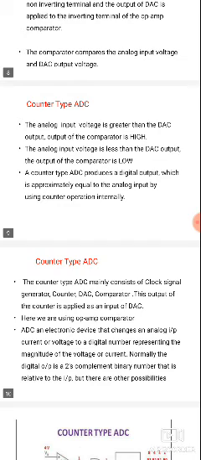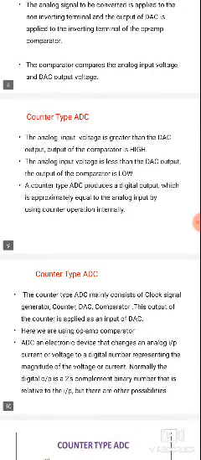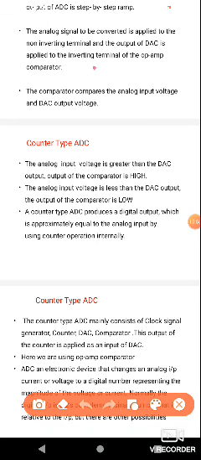Next, the comparator. The main aim of the comparator is that it is a type of op-amp which compares the analog input voltage and the DAC output voltage. So the op-amp comparator takes both the analog input and the DAC output voltage. As discussed just now, the output of the DAC is applied to the inverting terminal, and also the analog signal.